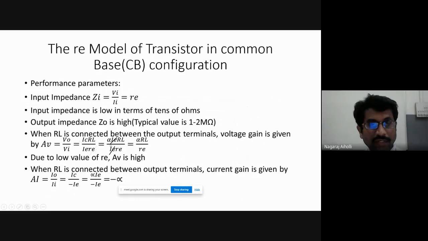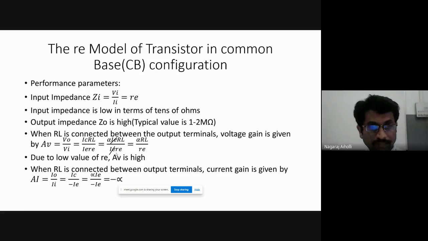What is IC? According to the formula, alpha is equal to IC by IE, or IC is equal to alpha times IE. Just now we discussed that current gain formula. Replace IC by alpha IE RL, divided by IE RE. IE and IE will cancel, and what will remain here? Alpha RL by RE. This is the equation for the voltage gain. Therefore, voltage gain is given by alpha RL divided by RE for the common base transistor configuration RE model.